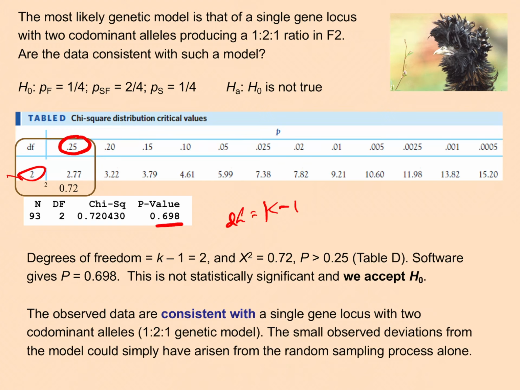That means that the differences that we saw in the observed number of chickens of each phenotype versus the expected, those differences are just random variation, okay? That means that our data do fit that particular genetic model. Now, does that mean that genetic model is actually what's going on here in the case of the frizzled fowl? Possibly not. All we can say is that our data do seem to fit that particular model. So we accept that null hypothesis, right? The observed data are consistent with a single gene locus with two codominant alleles, one of Gregor Mendel's genetic models that he developed.